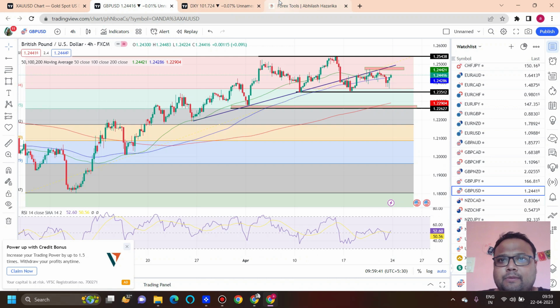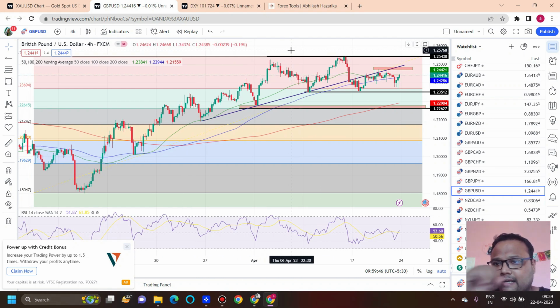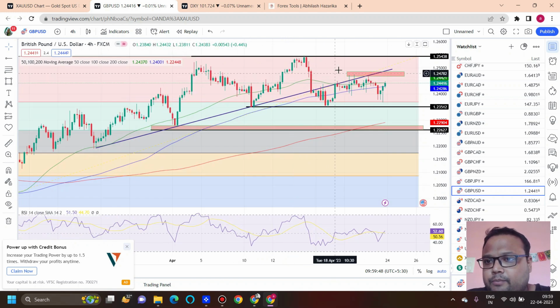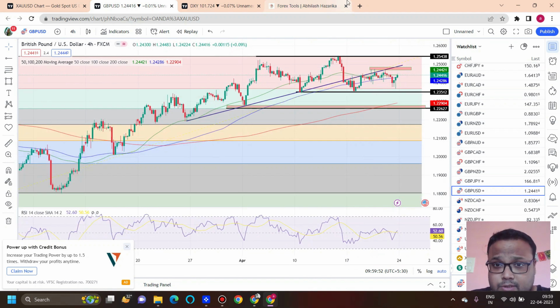Okay, now let's talk about GBPUSD. This is the Forex chart of GBPUSD in front of us, and GBPUSD closed at 1.2441. This is the last traded price of GBPUSD.